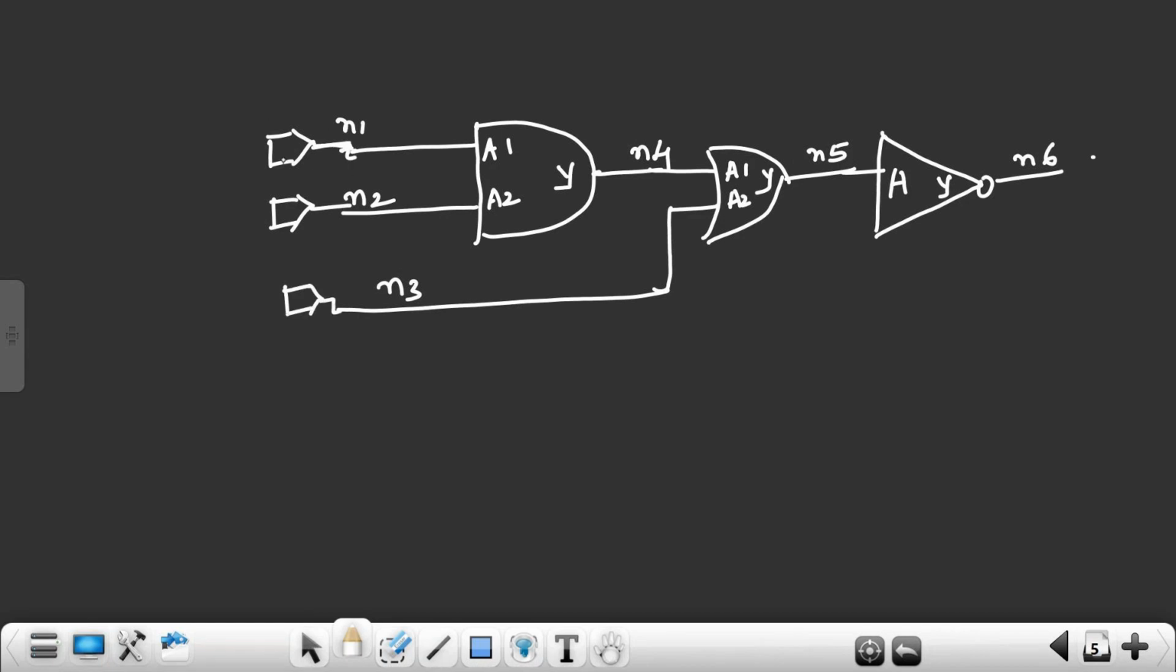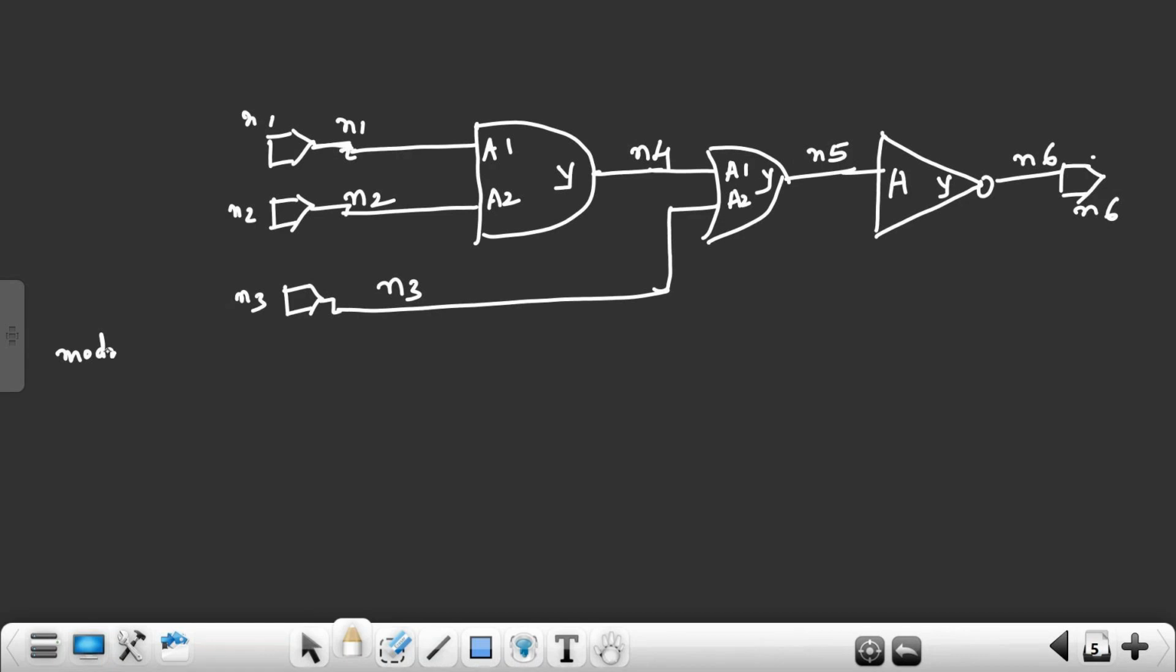Generally this net name and port name will be the same, right? So I'll call this port also N1, N2, N3, and here the output port is like N6. What is the output port name? N6. So if I write the Verilog code for this, how do I write that?